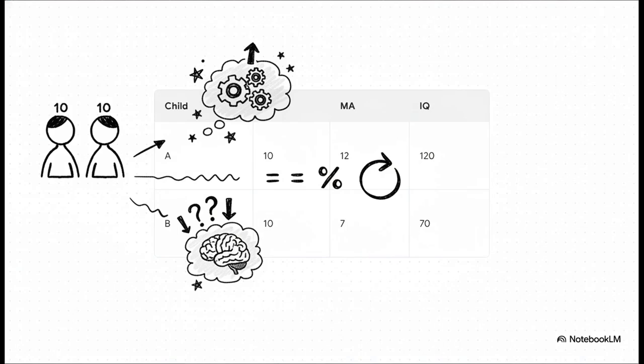Let's see this formula in action with a direct comparison. We've got child A and child B. Both are exactly 10 years old biologically, but child A has a mental age of 12. So 12 divided by 10 is 1.2, multiply that by 100, and you get an IQ of 120. Now look at child B. Same biological age of 10, but a mental age of 7. 7 divided by 10 is 0.7, yielding an IQ of 70. It's wild, right? The exact same biological age results in vastly different scores just based on cognitive development.